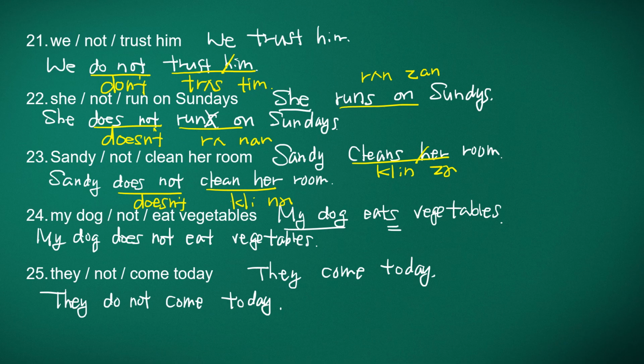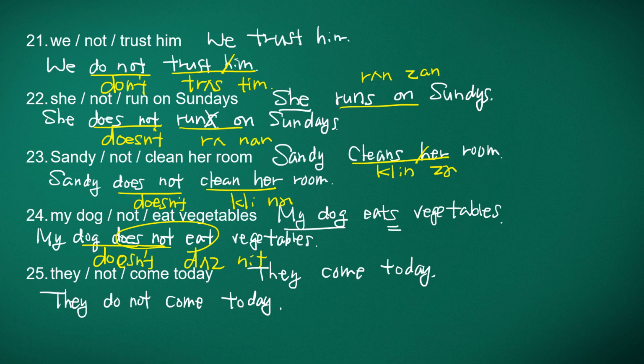And my dog eats vegetables. My dog doesn't. D-O-E-S-N doesn't eat vegetables. Doesn't it? So this one, when you read this part, just like doesn't it? Doesn't eat vegetables. My dog doesn't eat vegetables.